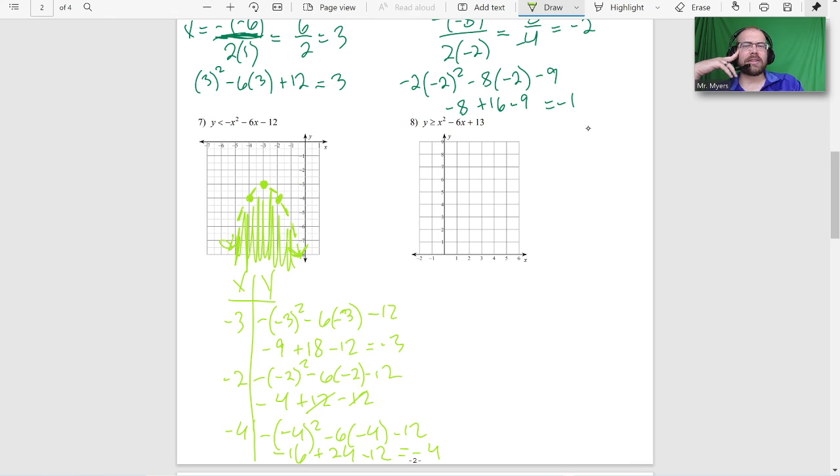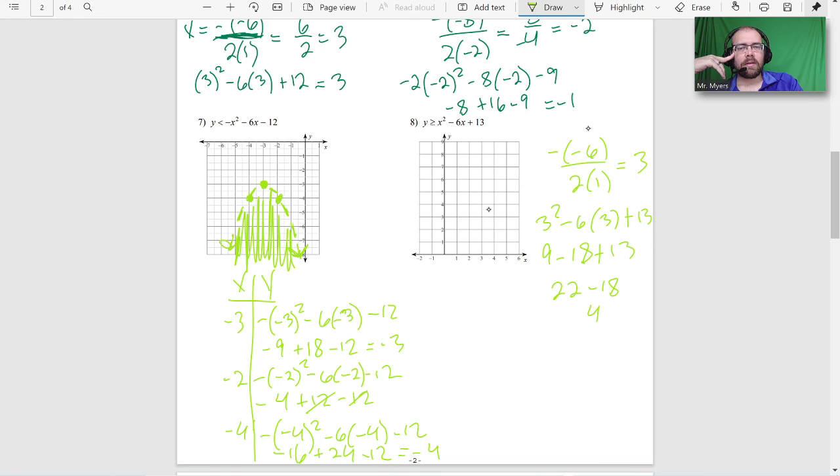Okay, I don't think I'm going to try that method again. I don't think I like that method. Let's try the vertex method again. So negative b over 2a. That's going to be 6 over 2, which is 3. Okay, so then I plug in 3. 3 squared minus 6 times 3 plus 13. 9 minus 18 plus 13. 9 plus 13 is 22. Minus 18 is 4. So the vertex is at 3, 4.